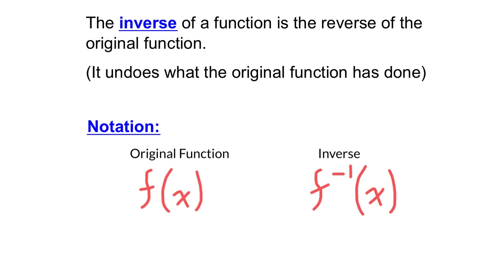If the original function is f of x, the inverse of that function is written this way. F to the minus 1, it looks like, of x. This symbol here means the inverse of the function f. So that's notation. The inverse of a function is undoing what the original function has done. And now let's get into an example.